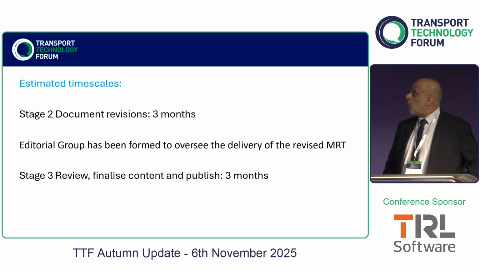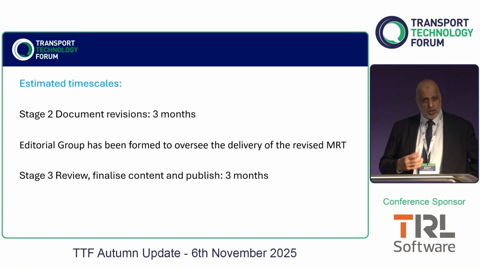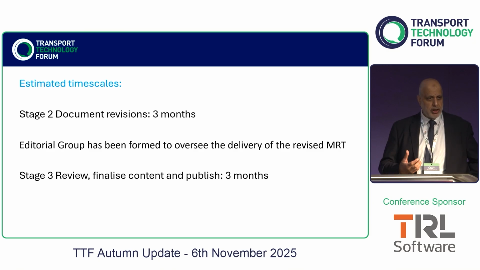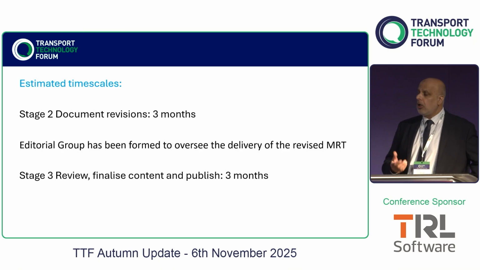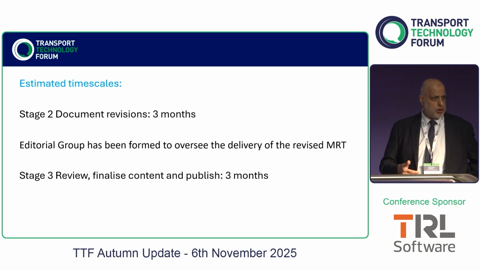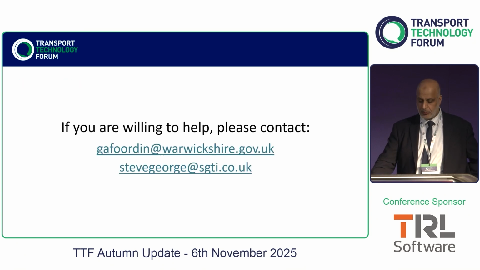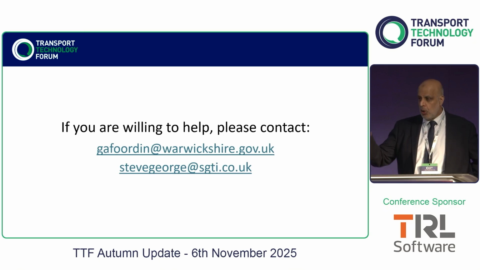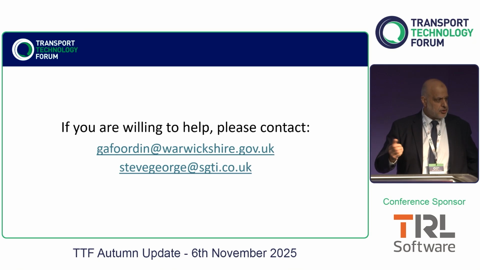We're hoping that within the next 3 months the draft document will be ready, and it will be given to the editorial team to look through and make modifications. We want to make sure we engage with Atkins as well, who are looking at the suite of documents A, B, C, and D, and ensure they're in line with each other. And once that's done, hopefully in 6 months' time, we will have the full document published for you to use as required. So if you can help, please, that's my email address, goforden@warwickshire.gov.uk, or Steve's here. He's assisting from there.